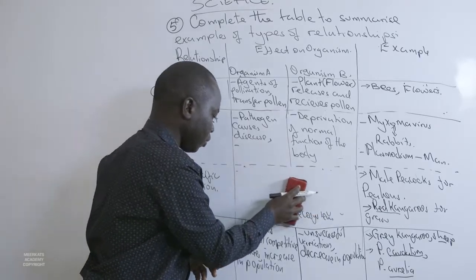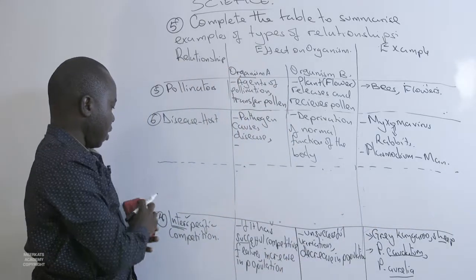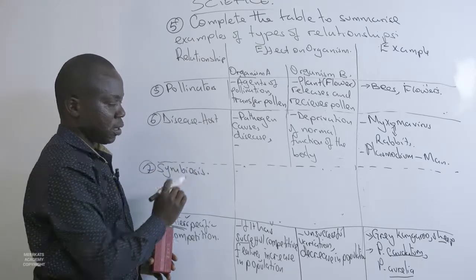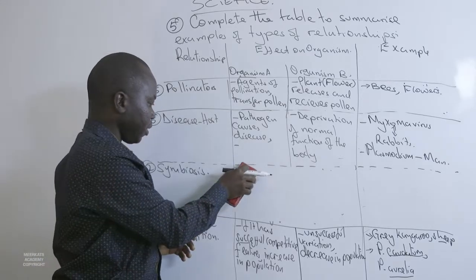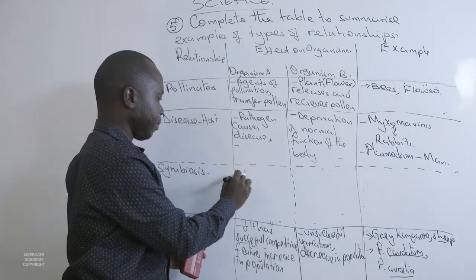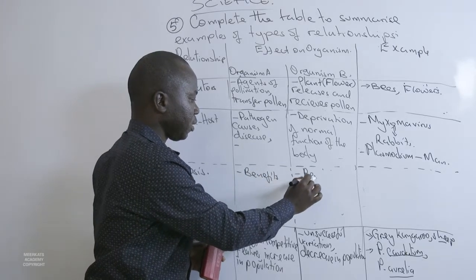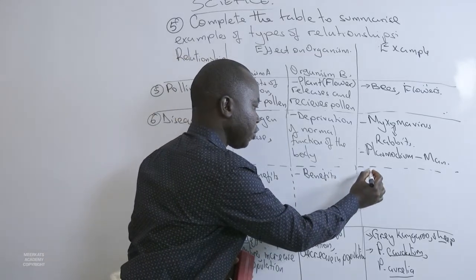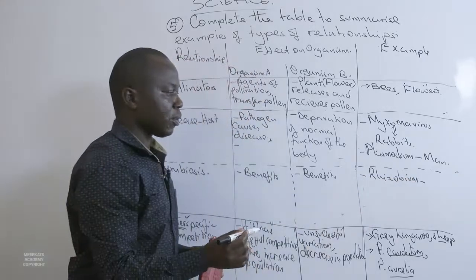So we can also go through others very quickly. Symbiosis. Symbiosis, we've said, is a relationship in which two organisms benefit from the relationship. So organism A benefits. Organism B benefits. But now, if we use an example that we have been able to go through, Rhizobium and legumes.